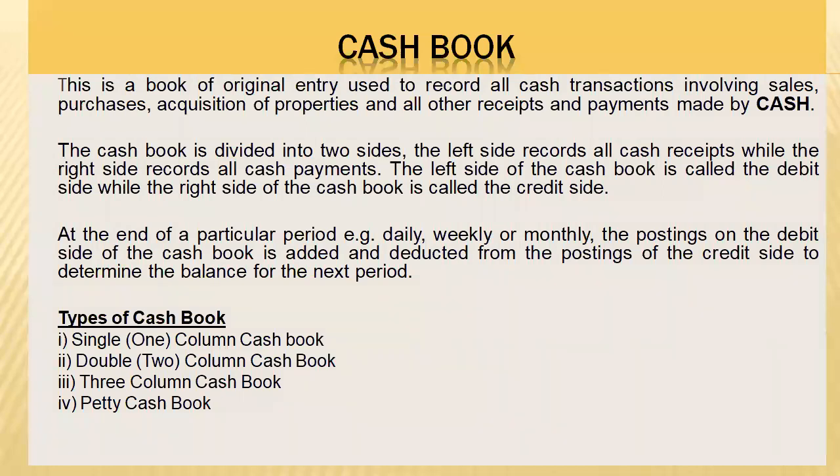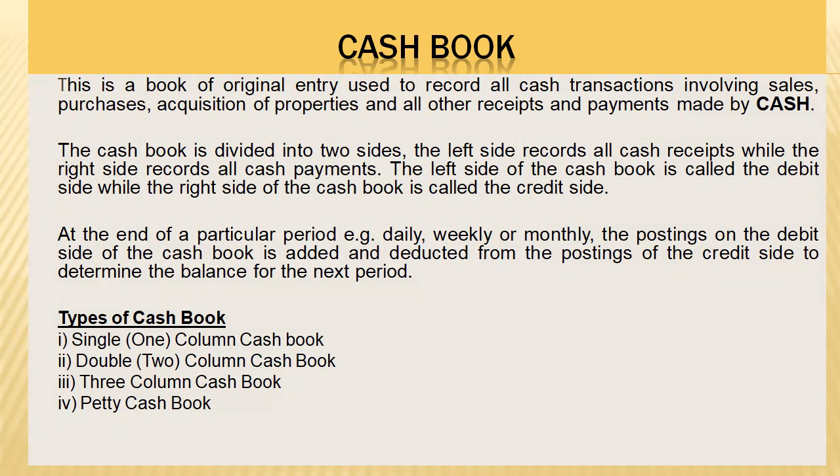We then look at the cash book. This is a book of original entry used to record all transactions involving the sale, purchase, acquisition of property, and other receipt or payments in cash or by cash. So any transaction that involves cash, whether you are selling inventory or you are giving out assets or you are buying assets, in as much as that transaction is a cash transaction, it will be recorded in the cash book.